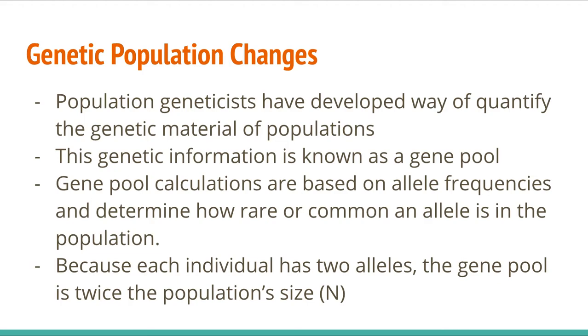Really important thing to remember about the gene pool is that the gene pool is always twice the size of the population. And population size we give the variable of n. And that is, of course, because each individual in the population has 2 alleles. So if you have 200 individuals, you have 400 alleles. If you have 16 individuals, you have 32 alleles in the gene pool. And we count the 2 alleles that any individual has as being separate within the gene pool because they do not influence each other's inheritance.